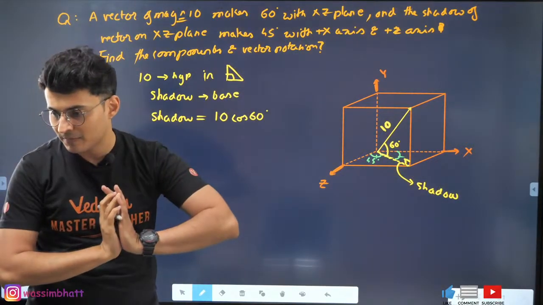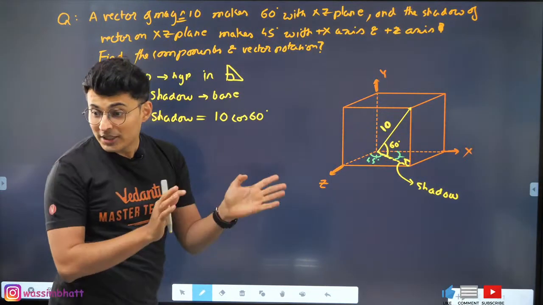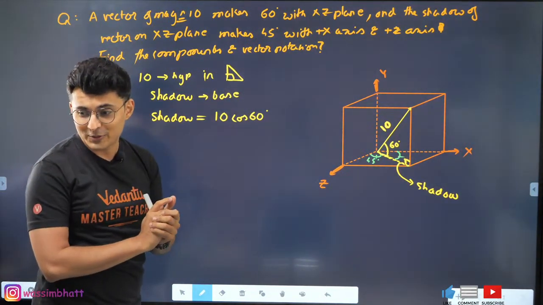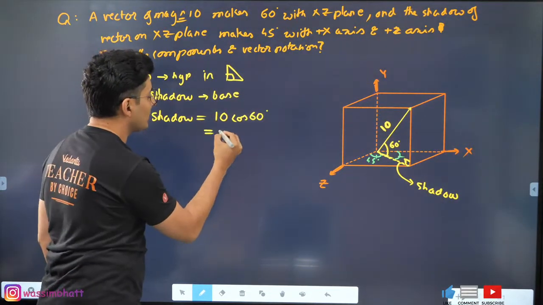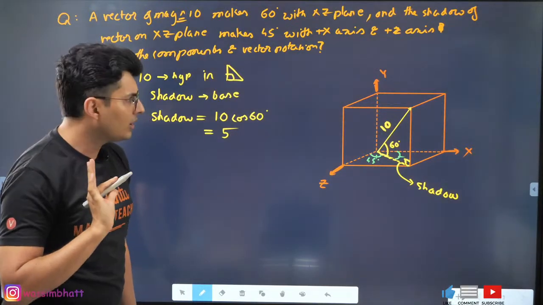Everybody with me on this? This is for both JEE and NEET students. And what is cos 60? It is 1/2. So this will be nothing but 5 units. Everybody with me on this?